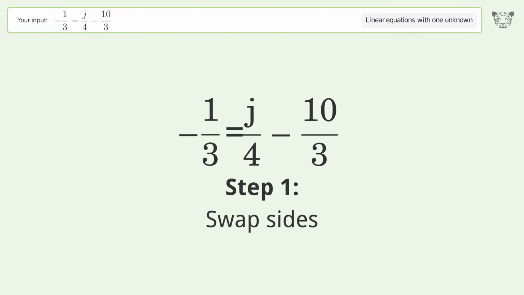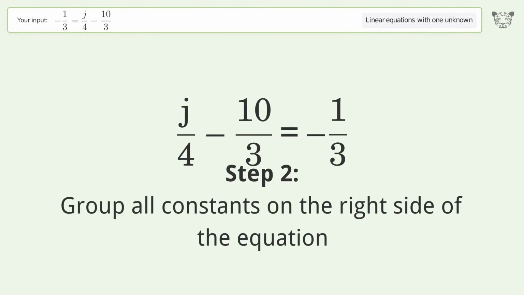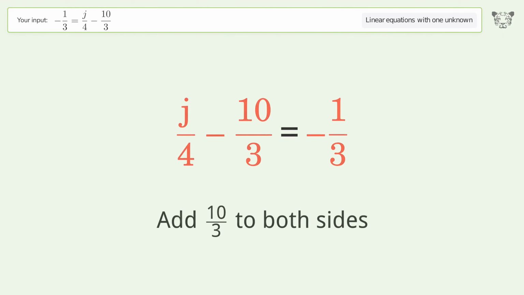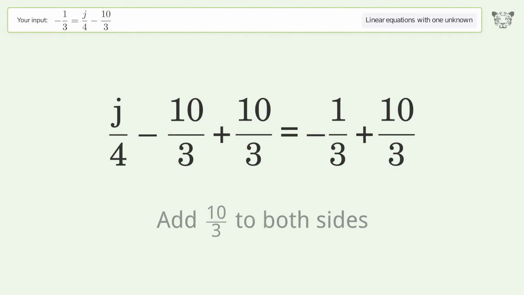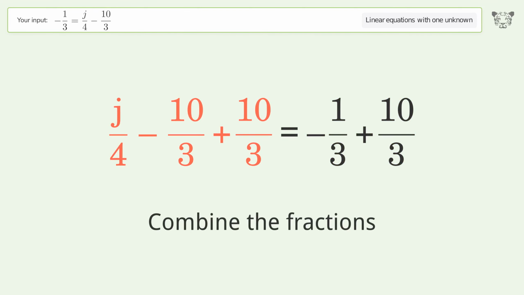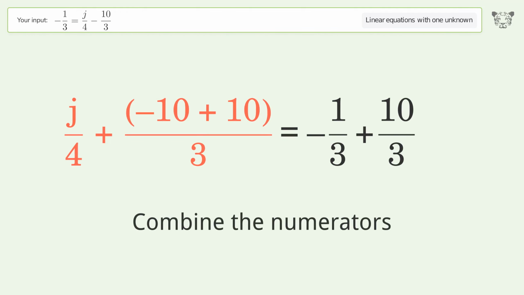Swap sides. Group all constants on the right side of the equation. Add 10/3 to both sides. Combine the fractions. Combine the numerators.